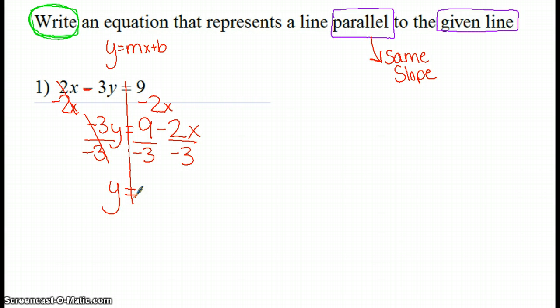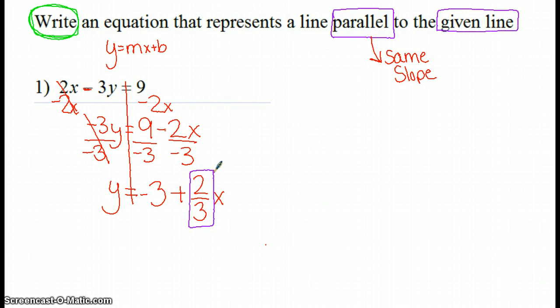So I know that y equals 9 divided by -3 is -3. I know that a negative over a negative is a positive. And when a fraction doesn't reduce nicely, I just leave it as the fraction. So y equals -3 plus 2/3 x. I can see that the slope of this line is 2/3.